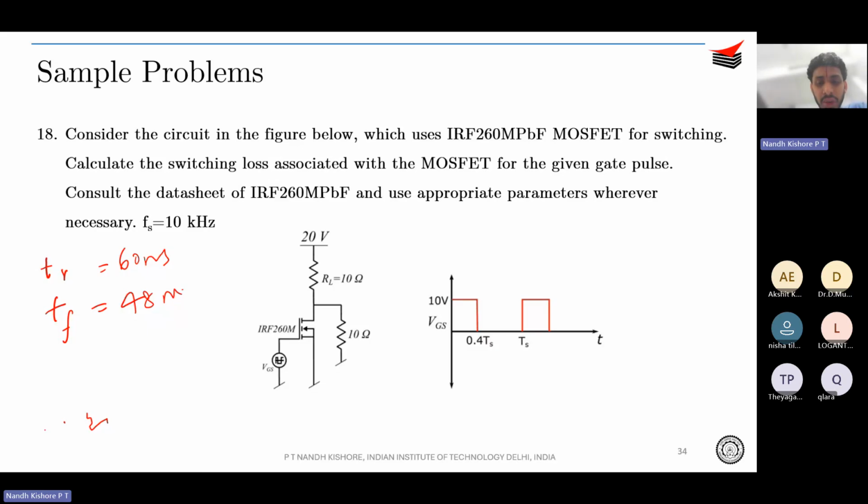Then, so this is a gate pulse. You need to find out what is the VDS across the MOSFET and the I across the MOSFET. Only then can you find out what is the switching loss, correct?